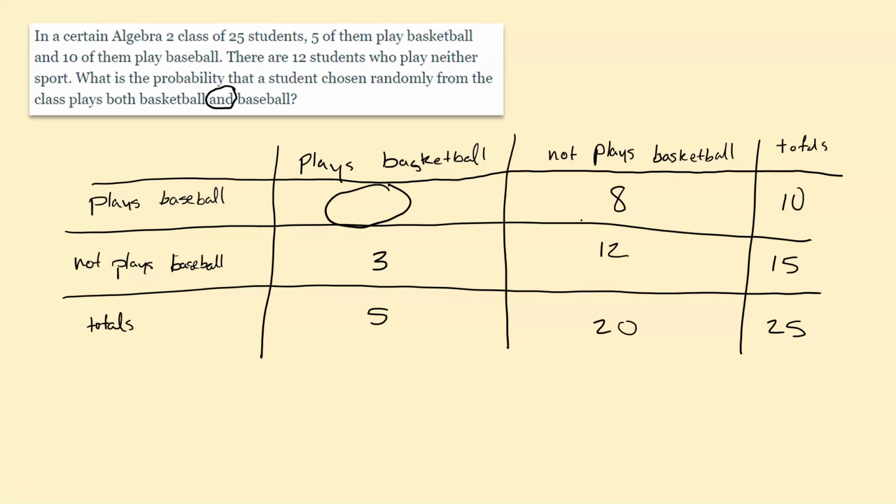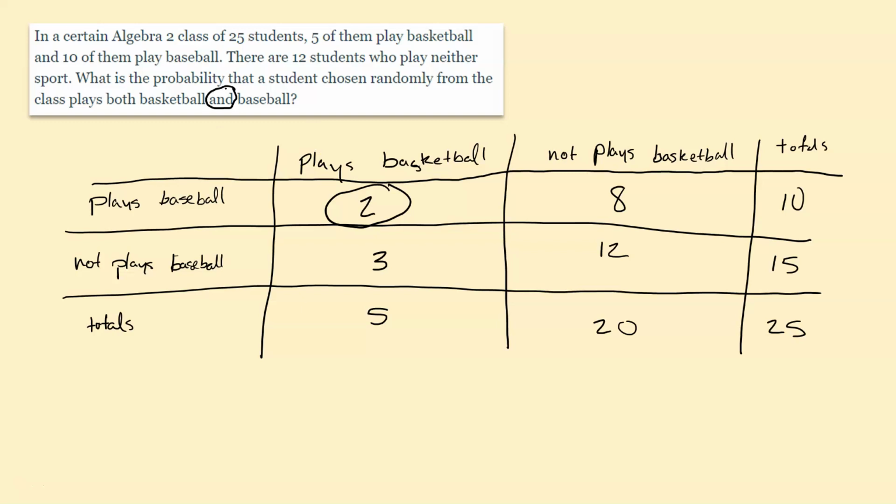And now that we have those numbers, we can see that this has to be 2 because there's a total of 5 people that play basketball. 3 of them do not play baseball. So that means 2 of them have to play baseball. 2 plus 3 equals 5. And then we want to check and make sure that adds up this way as well. 10 total people play baseball. 8 of them do not play basketball. So that means 2 of them have to play basketball. 2 plus 8 equals 10. Right? So you basically just fill in what you know from the table and then start working backwards, see what other spots you can fill in.